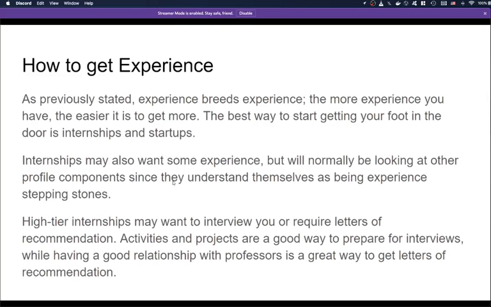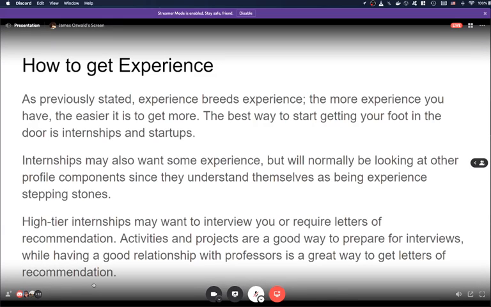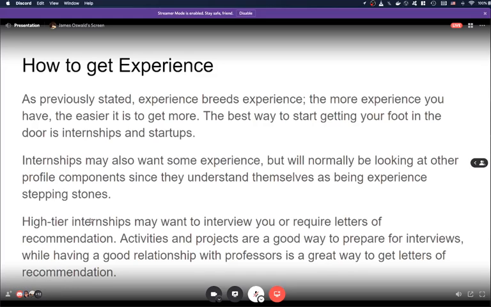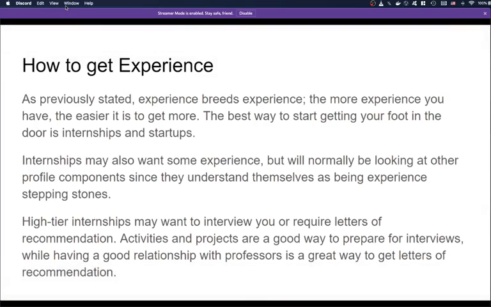High-tier internships are always going to want you to interview, and they are also going to require letters of recommendation. Activities and projects are a great way to prepare for interviews, and having a good relationship with professors and people who can write you letters of recommendation is also great. Go to office hours, maintain good relationships with your professors. You won't regret it later on. I didn't. I regret it. And now I need to get letters of recommendation from professors.